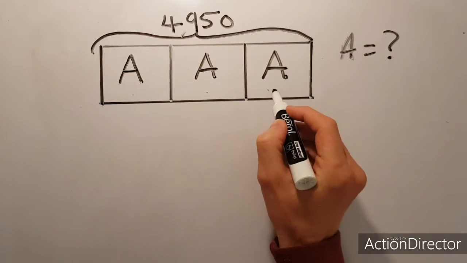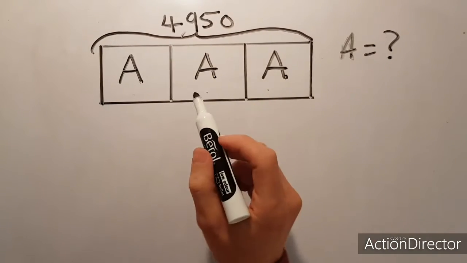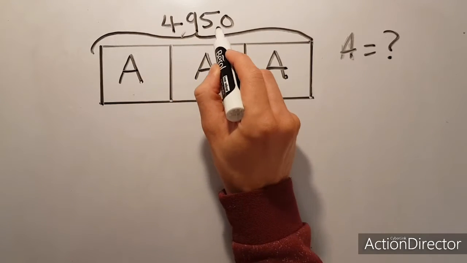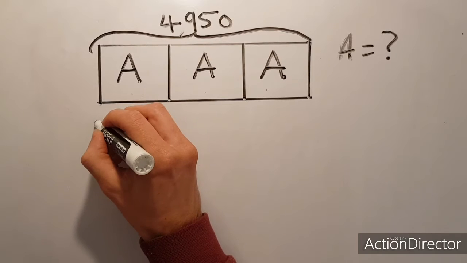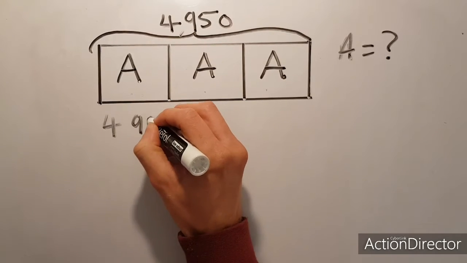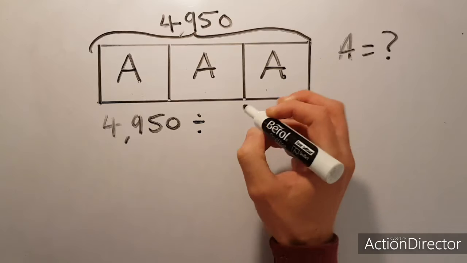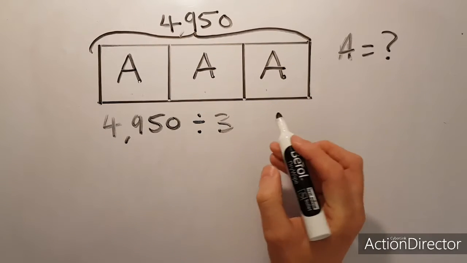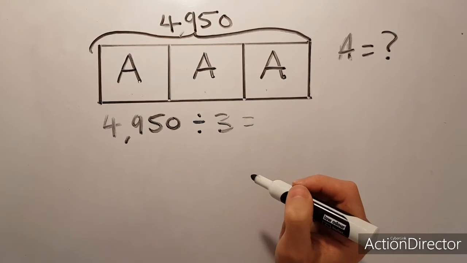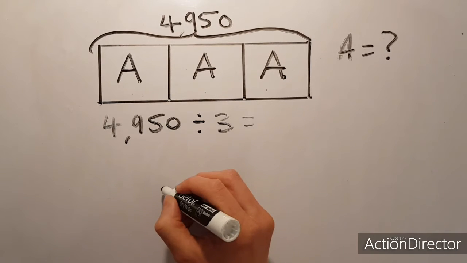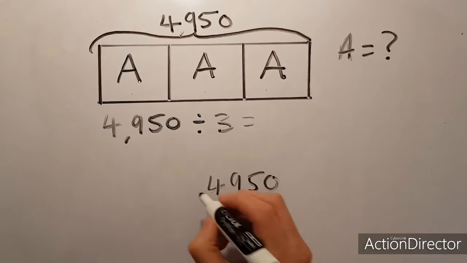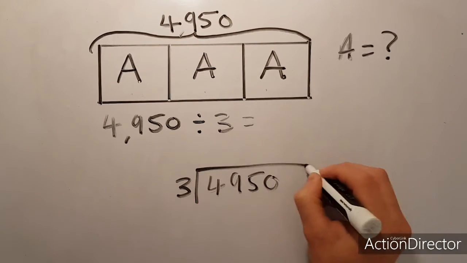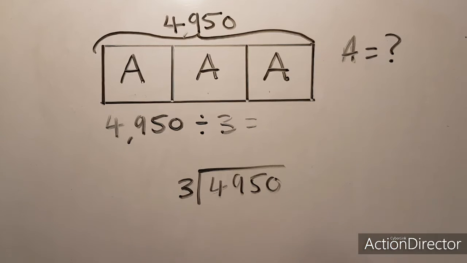There are three equal parts that make the whole, so I'm going to divide 4,950 by 3. I'm just going to write that as a number sentence underneath: 4,950 divided by 3. And that is my calculation I'm going to do now. So I'm going to get this set up, with 4,950 as my dividend and 3 as my divisor. And I can now start to solve this calculation so I know what A equals.